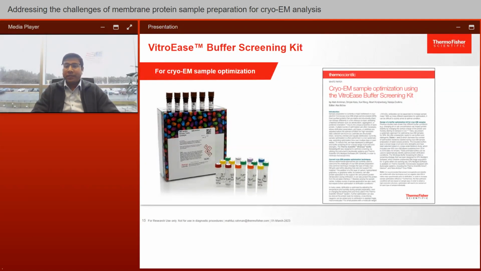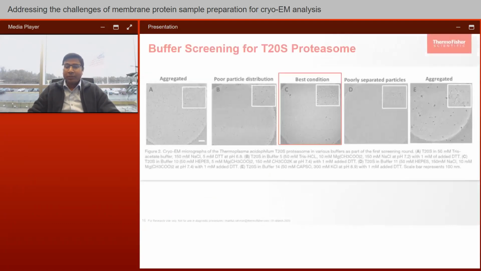A white paper is available with a detailed method on how to use this screening kit to systematically identify the best condition for vitrification for a specific protein. Please make sure to check this white paper.